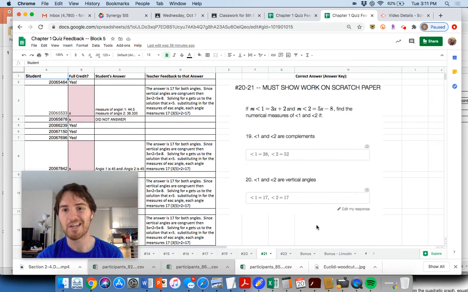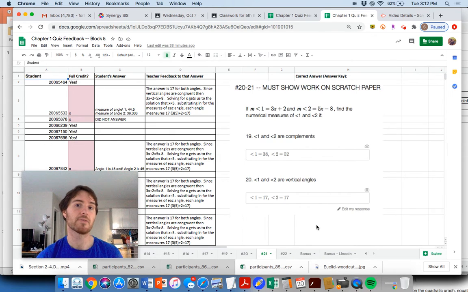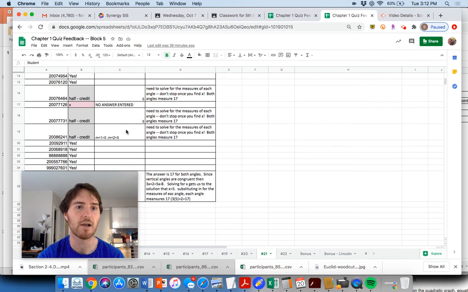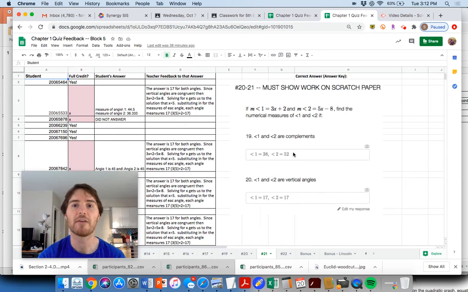Okay, if it's vertical angles, they equal each other. I might put a little explanation down here too. I don't like that I didn't actually show the algebra, but you would just set the expressions equal to each other. 3x plus 2 equals 5x minus 8. Solve for x, boom, but don't just stop after you've solved for x. You guys solved for x and you got 5. So x is 5 here, which means our answer is 17 and 17. 3 times 5 is 15, plus 2 is 17.